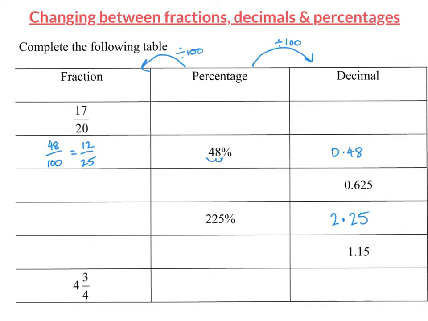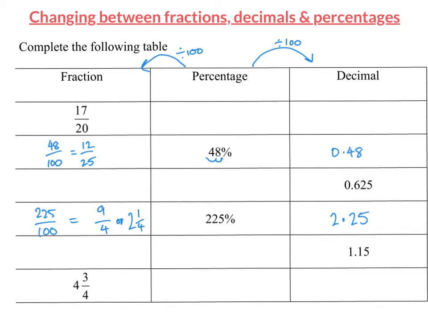Likewise, when it comes to the fraction, 225% is 225 out of 100, or 225 over 100, 225 divided by 100. And we can simplify this down. Again, you see that 25 goes into 100 4 times, 25 goes into 225 9 times. So it's 9 quarters, or 9 over 4. Happy leaving it like that. Or if you wanted, you could write it as 2 1/4.